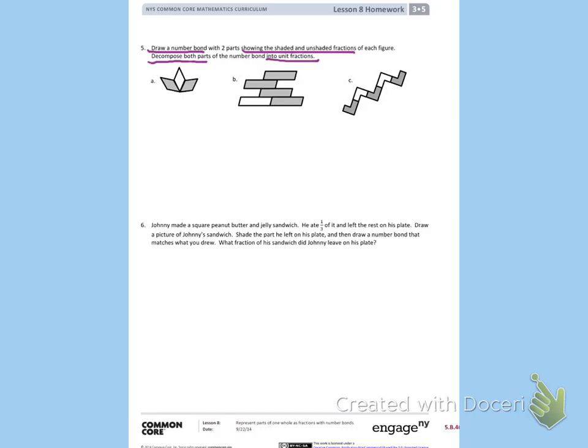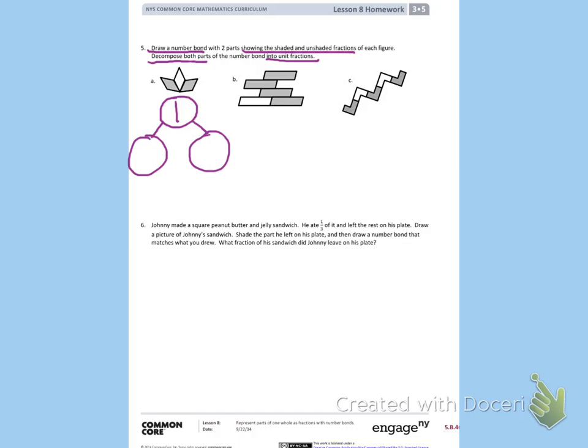Let's look at item A. First, I'll draw the number bond. The top circle should have the number 1 in it because the number 1 represents the whole illustration. Now, one of the circles needs to represent the portion of the illustration that is shaded.